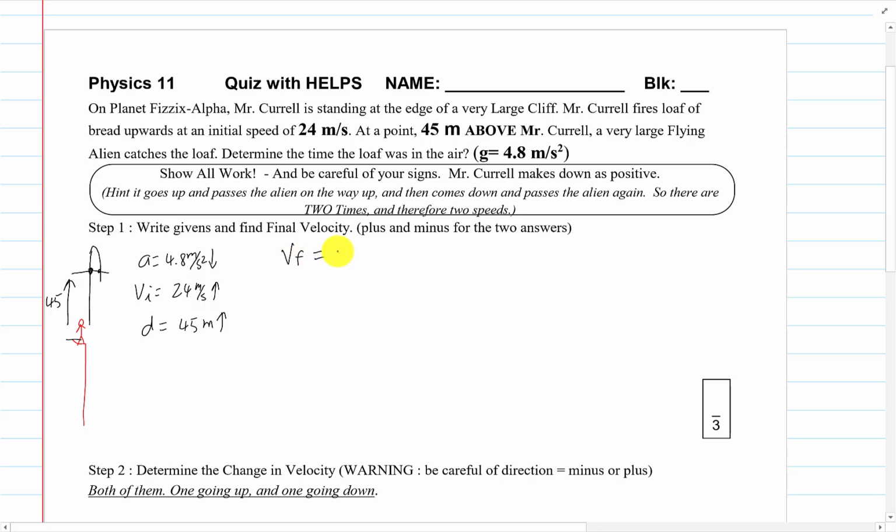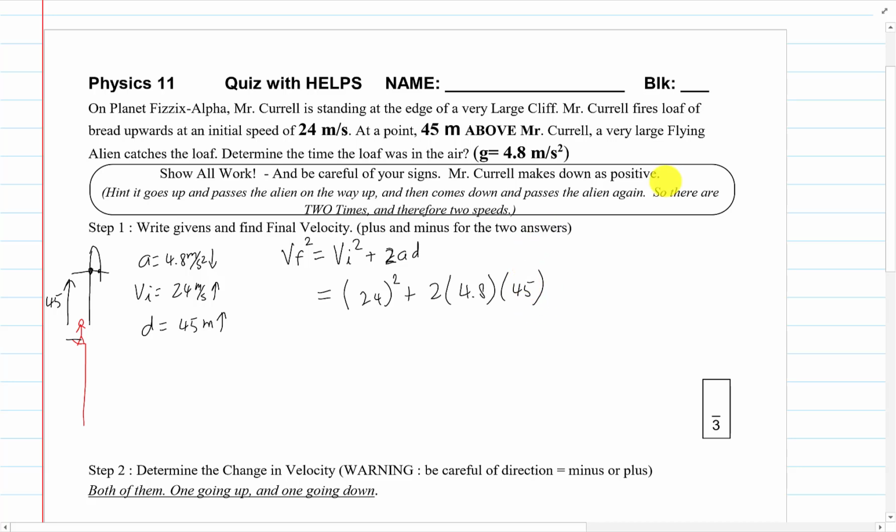Okay, final velocity is going to be Vf squared equals Vi squared plus 2AD. It's the formula without the time in it. And Vi is going to be 24 squared plus 2 times A, which is 4.8, and D, which is 45.